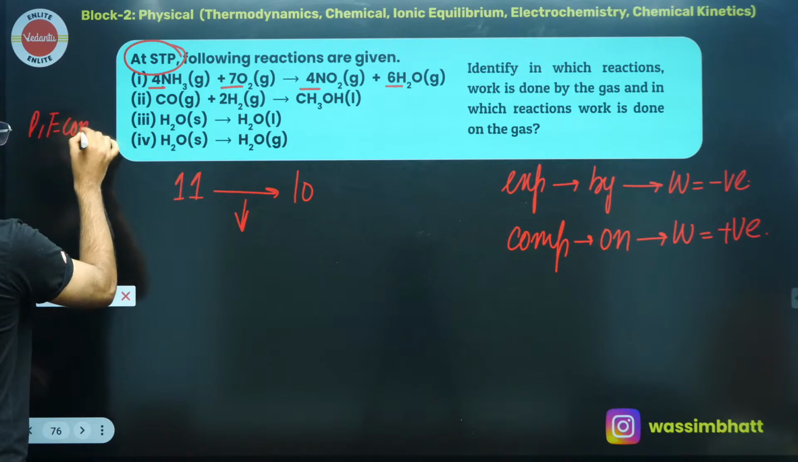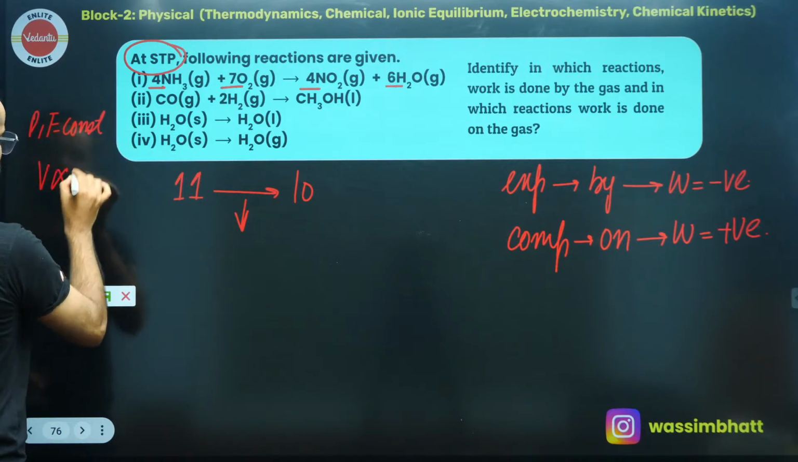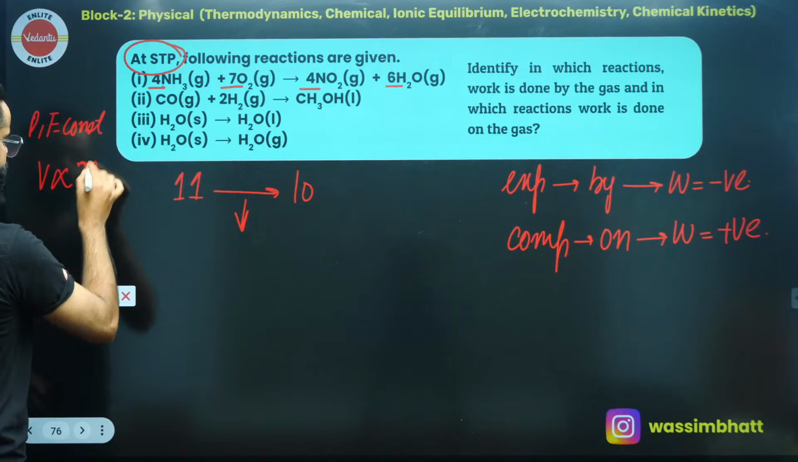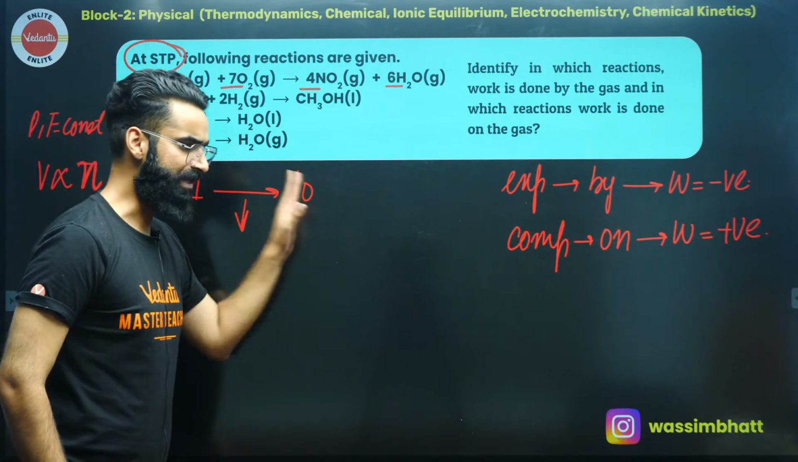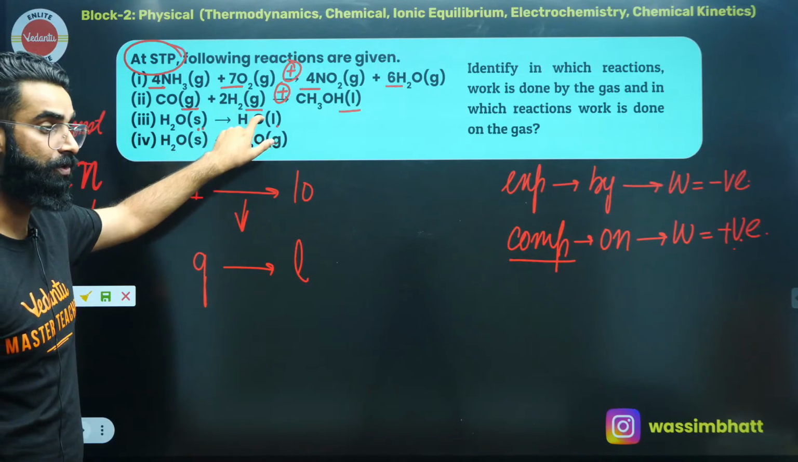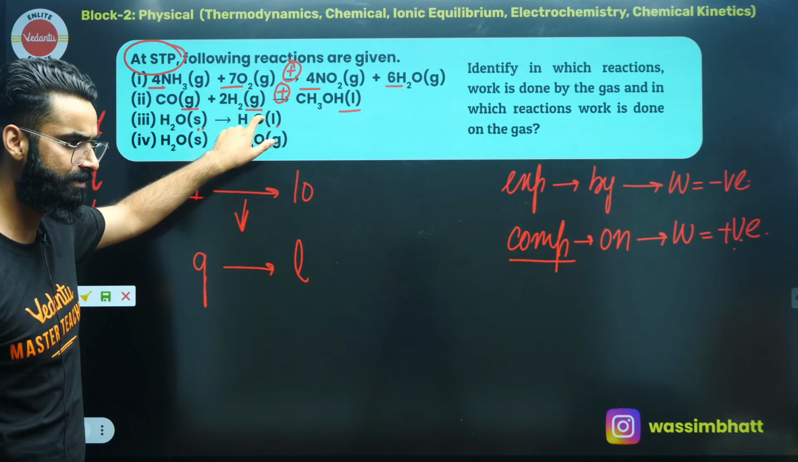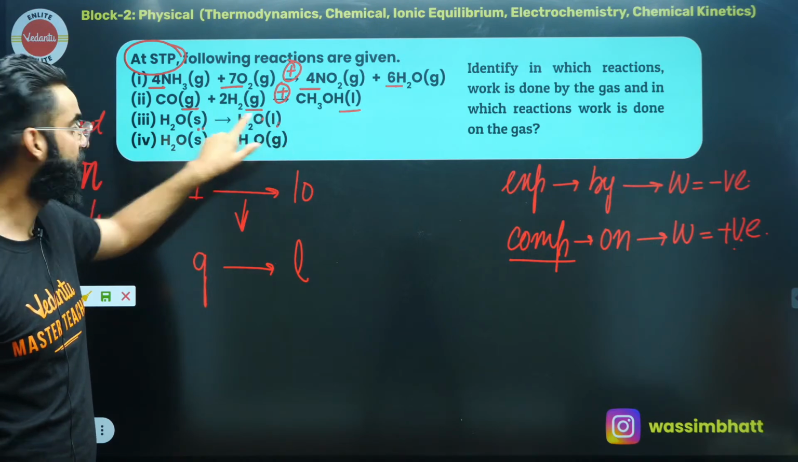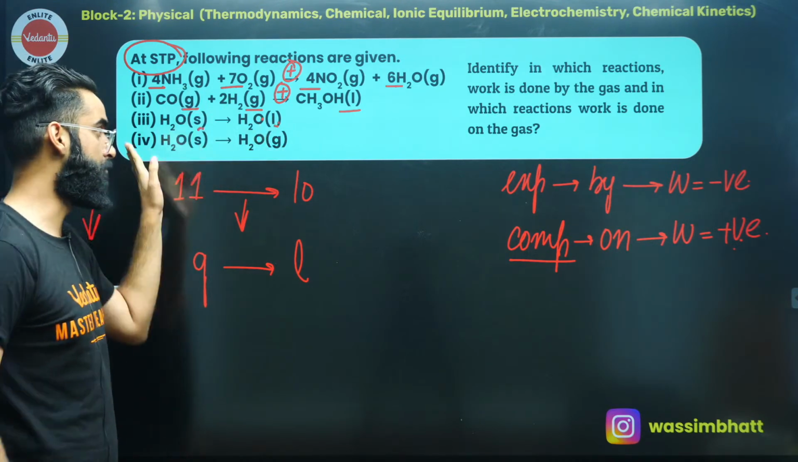And you know, when pressure and temperature are constant, volume is directly proportional to the number of moles, right? When this reaction is proceeding, the number of moles decreases. Ice has more volume than liquid water due to a special cage-like structure. I hope you know that, right? Ice into liquid water: more volume to less volume.